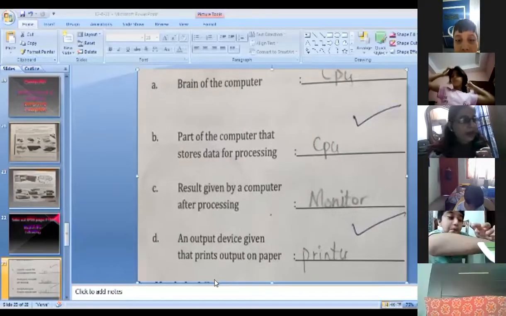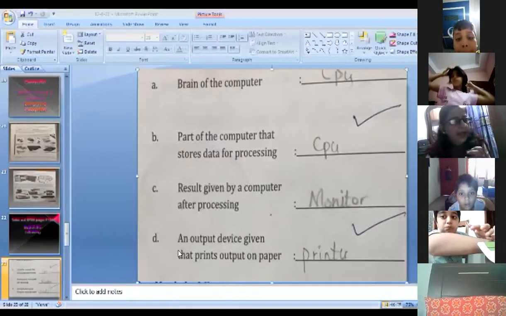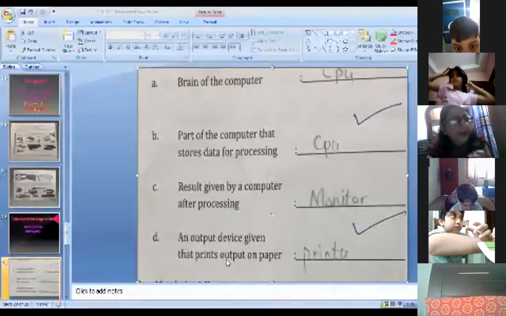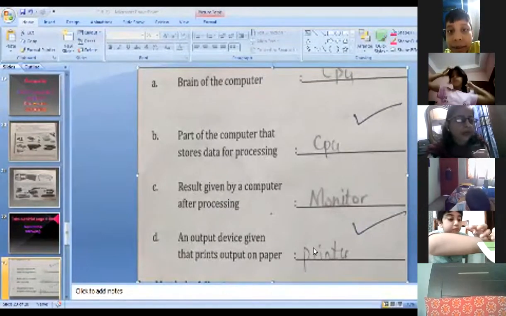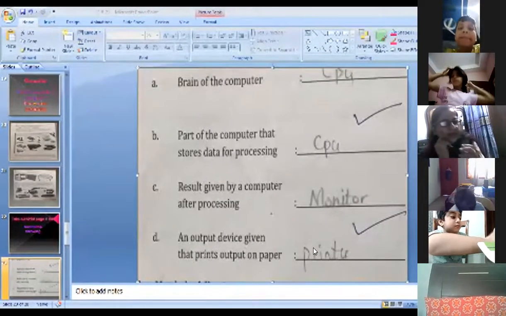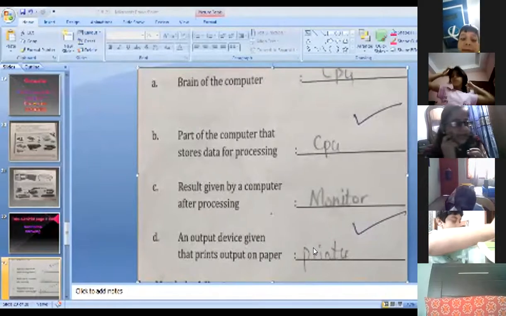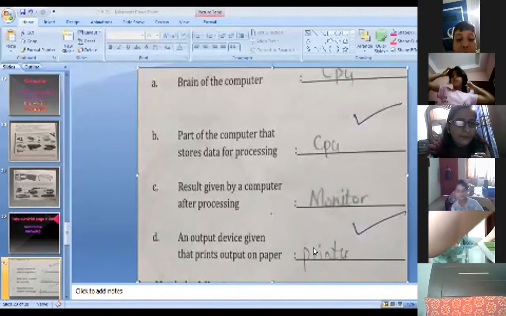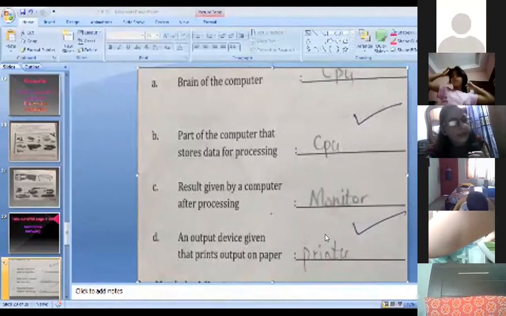Printer. Okay, now D, an output device given that prints output on paper. Who? Printer. Which device? Printer. Yes. Printer is an output device. Very good, Mayruddin. Printer is an output device.